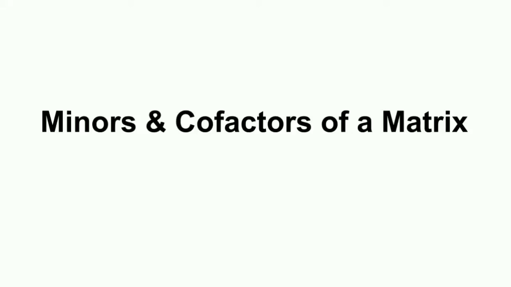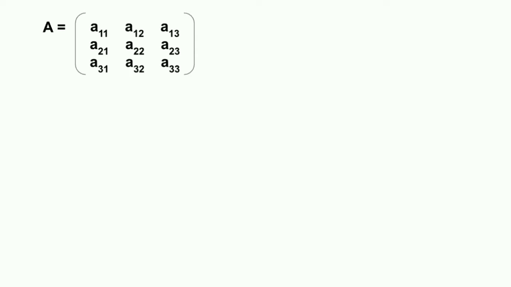Minors and cofactors of a matrix. Let's take a matrix A whose elements are A11, A12, A13, A21, A22, A23 and so on. Here the first number of the subscript corresponding to each element represents the row number and the second number represents the column number of the element. So for A11, its row number is 1 and its column number is 1.